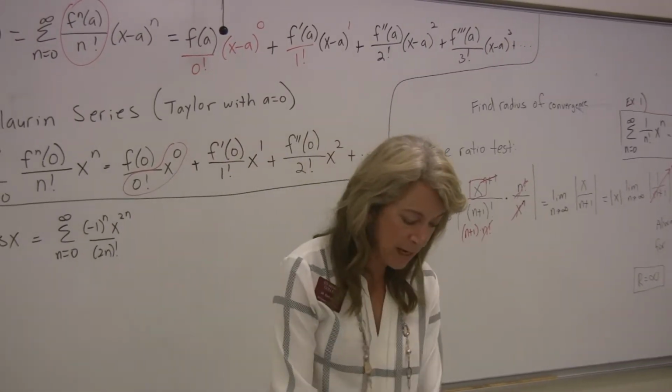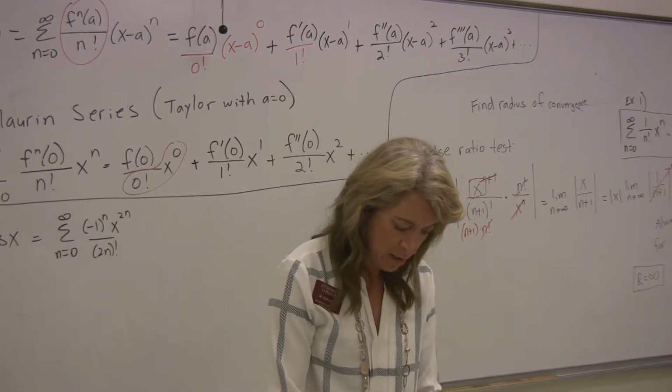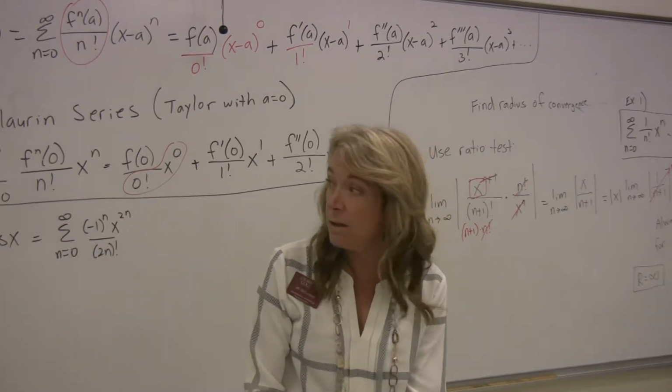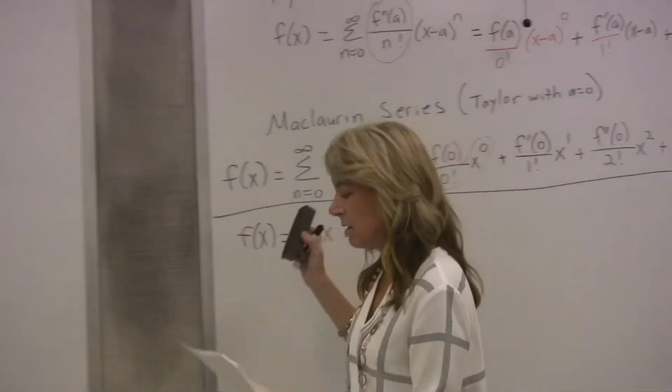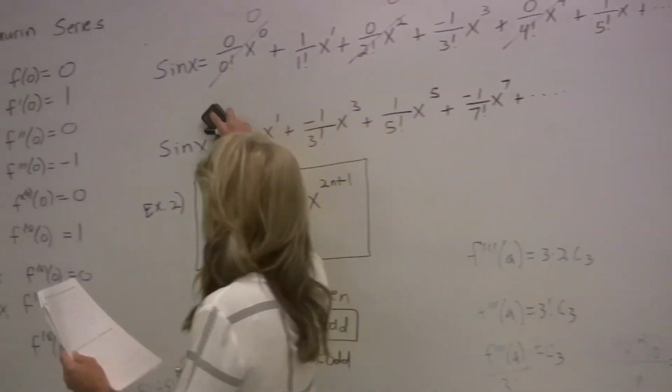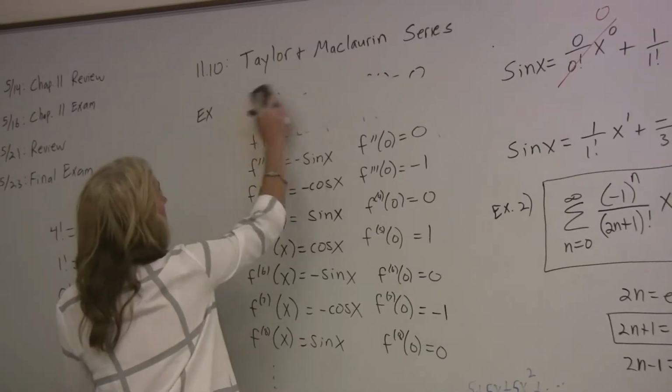Okay, so let's find some Taylor series. I'm on page 157, and we want a Taylor series for 1 over x squared. This is example 3.